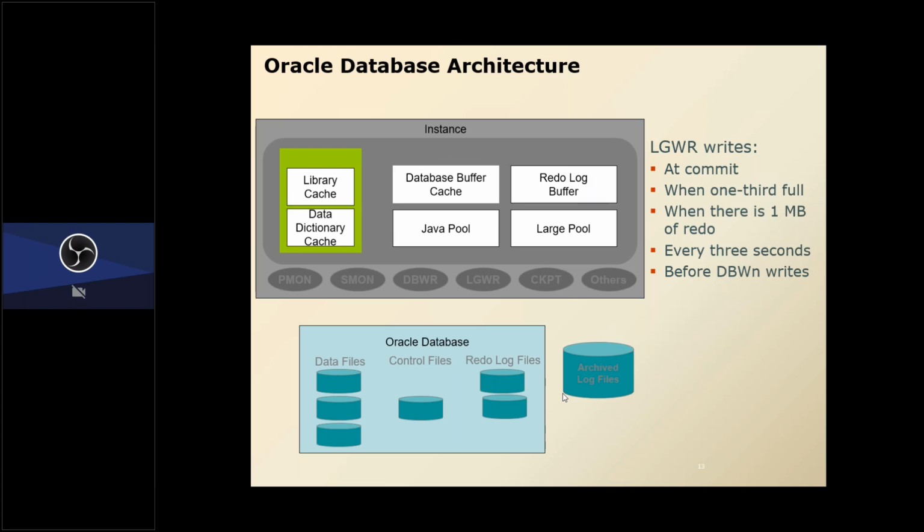So the data of the dirty buffer gets written into the redo log buffer. Now the database writer process writes that dirty buffer data from the database buffer cache to the data file. However, prior to that, the log writer process writes that data from the redo log buffer to the redo log file. The log writer process writes the data from the redo log buffer to the redo log file whenever there is a commit, or when the redo log buffer is 1/3 full, or when there is 1 MB of redo, or before the database writer process writes the data from the database buffer cache to the data file.